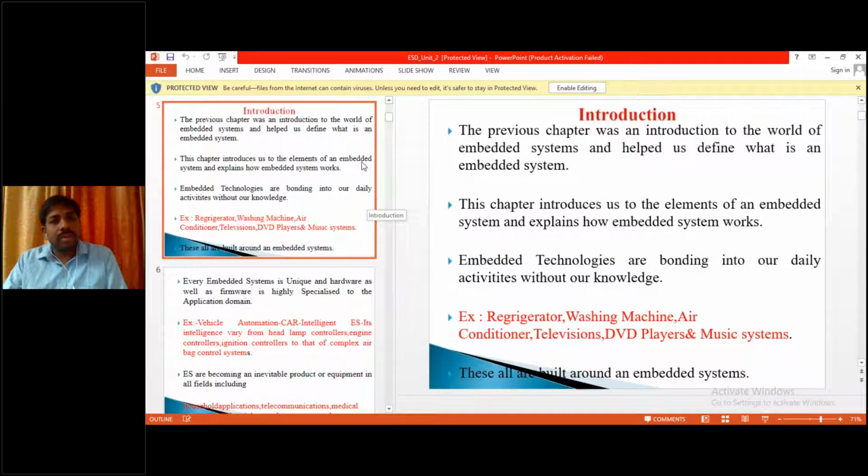So from the previous study, we have seen what is the embedded system, what are the elements of embedded system, and you know that embedded system is part of your life. All the products which you are using are related to embedded technology without our knowledge. Our household appliances, refrigerator, washing machine, air conditioner, television, DVD players, music systems, they all are coming under embedded systems. They are all built around an embedded system. So what is an embedded system? Embedded system is a unique system. Its hardware and software are highly specialized to the application domain.